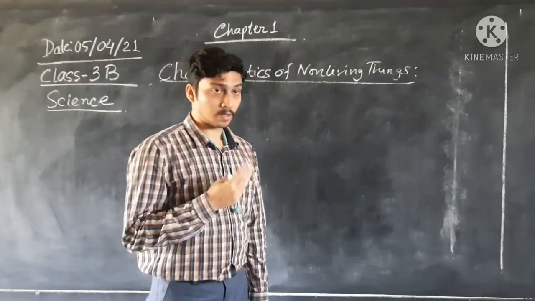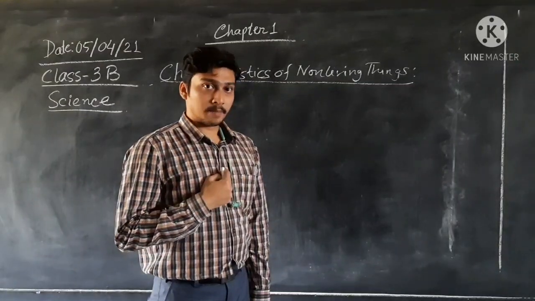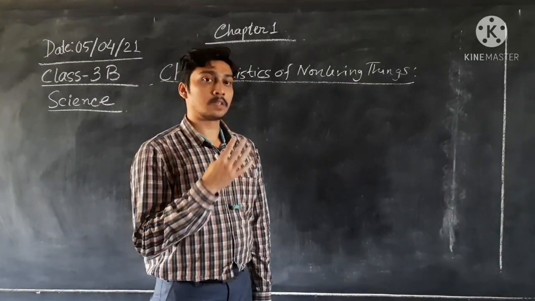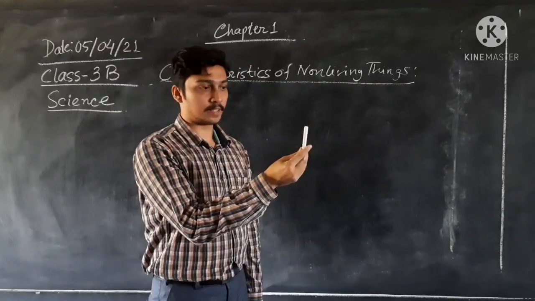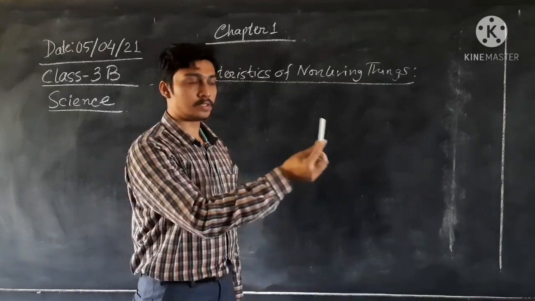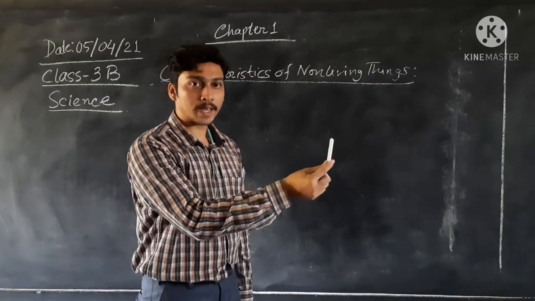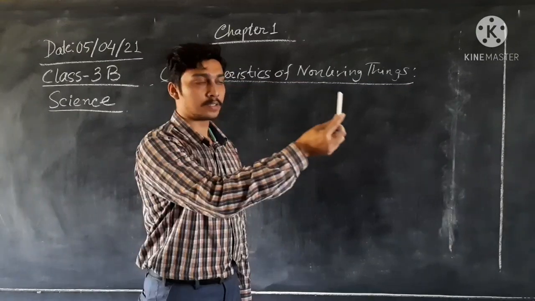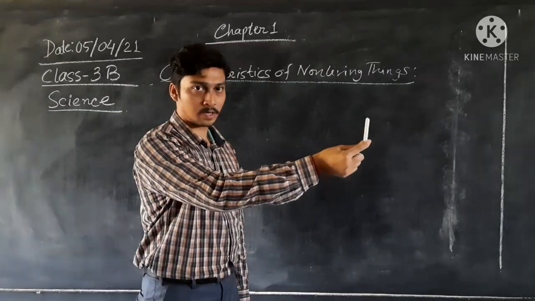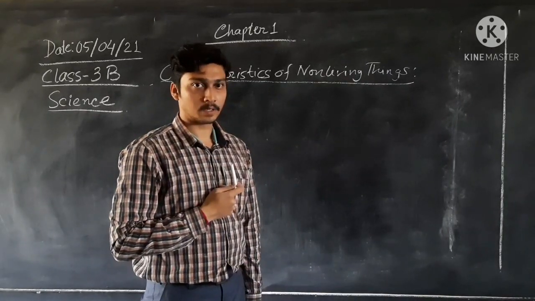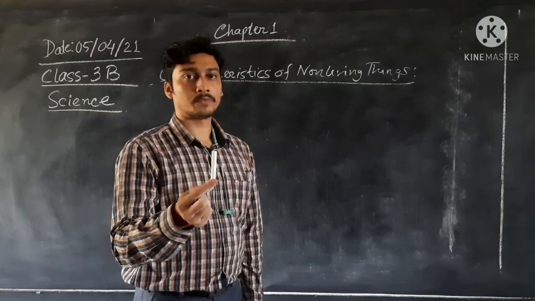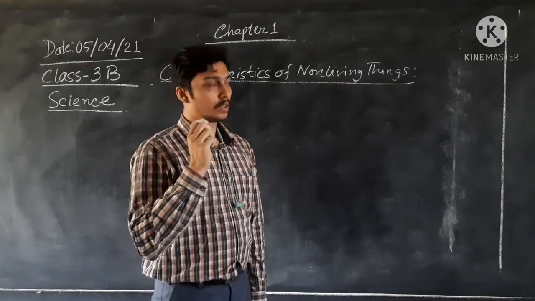Suppose I am taking two examples. Here I am, and I am taking another example. This is chalk. I am a living thing and this chalk is a non-living thing. Why? Because I have life, but this chalk doesn't have any life. So it is a non-living thing and I am a living thing. First of all, I am discussing the first characteristic of living things.